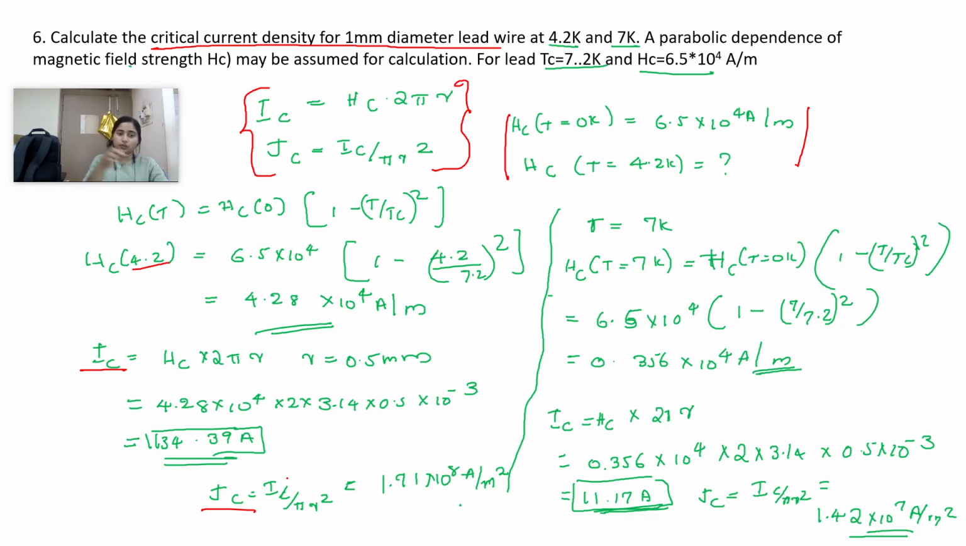Okay, same procedure you have to do for the next part also. So for temperature T is equal to 7 Kelvin, Hc of T at 7 Kelvin is equal to Hc at 0 Kelvin times 1 minus T divided by Tc whole square. Substitute all the values, you will get the Hc value. It will be 0.356 times 10 to the power 4 here. Then from there you have to calculate the IC value. IC value you will get 11.17 ampere. From there the JC, the current density value will be 1.42 times 10 to the power 7 ampere per meter square.